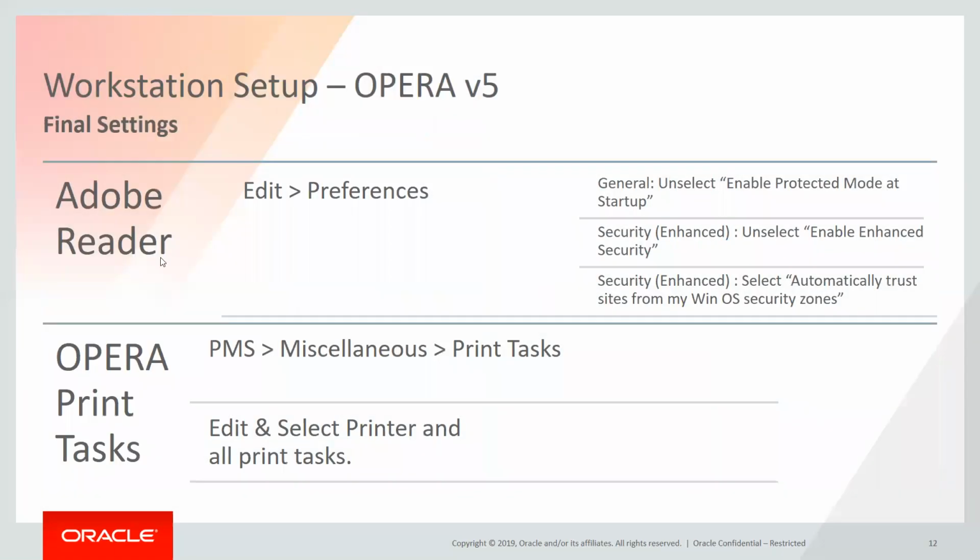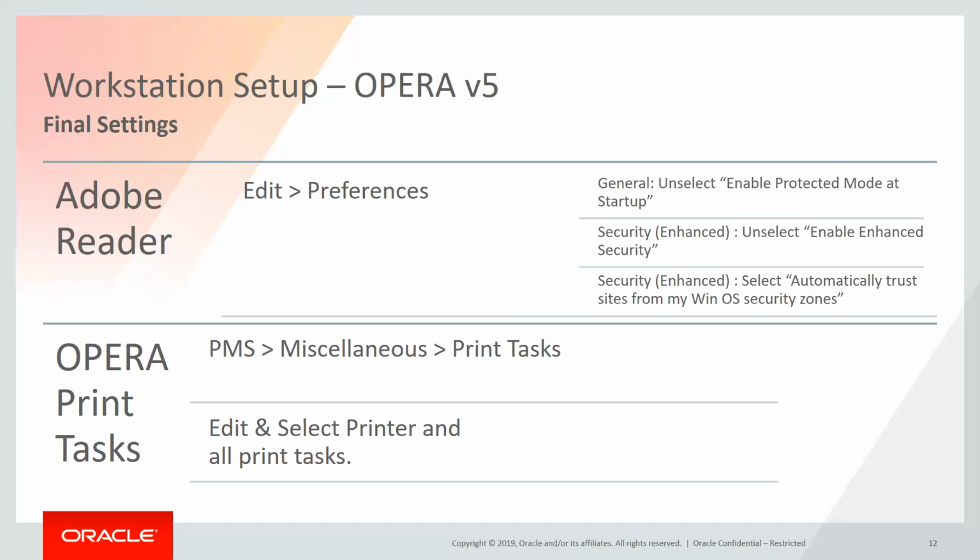All right. To finalize our setup, we will need to edit some settings in Adobe Reader, which will allow us to preview Opera reports. So in Adobe Reader, if we go to Edit, Preferences, which is also opened by Control K, we will have two different tabs that we have settings on.